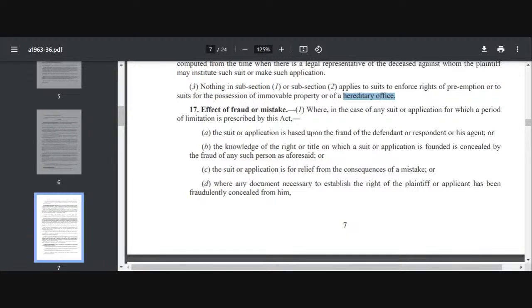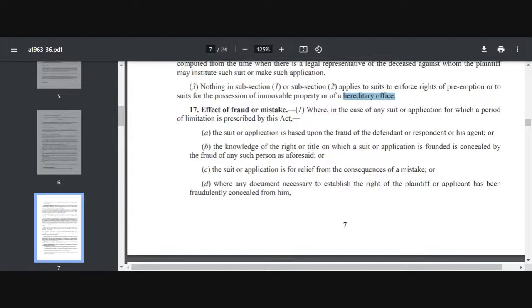So in that case, my limitation period is already over by the time I want to institute a suit against him or file a suit against him for the fraud. So will I be able to file or not? What do you think?